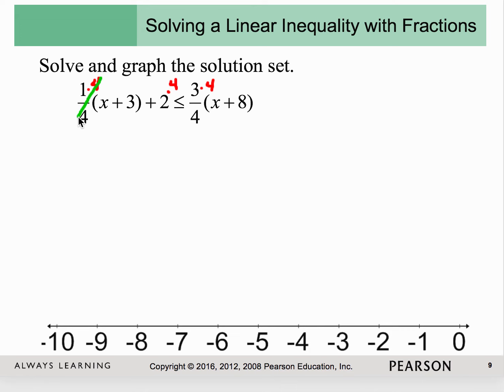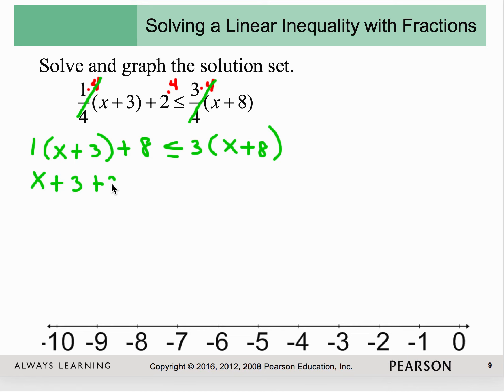Okay, so here 4 divided by 4 just leaves 1 times x plus 3. Plus 2 times 4 is 8. 4 divided by 4 just leaves 3 times x plus 8. Get rid of parentheses, so I'm going to distribute that 1, which just leaves the x plus 3 plus 8. Distribute that 3, 3x plus 24. Okay, do any math you can do on each side. So x plus 11 less than or equal to 3x plus 24.